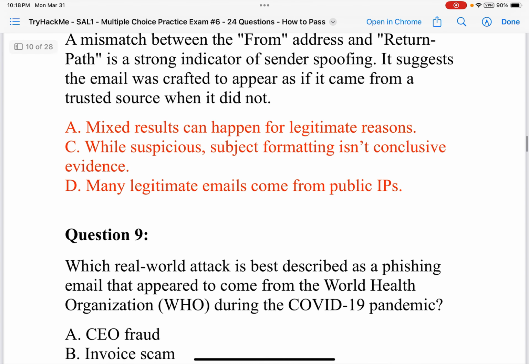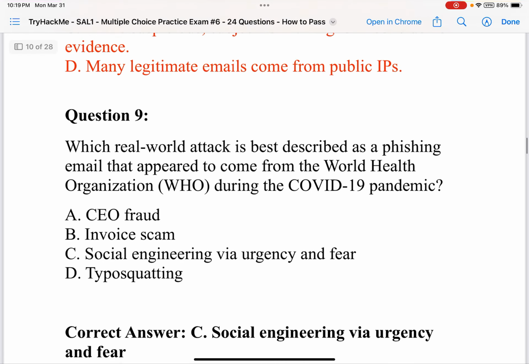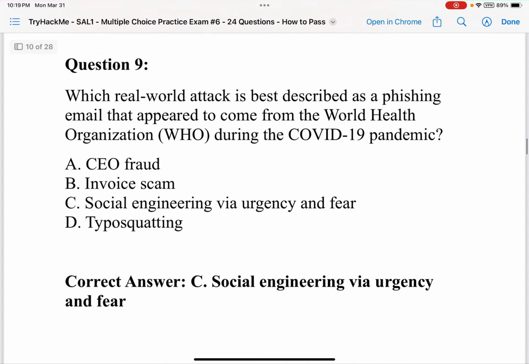Question number 9. Which real-world attack is best described as a phishing email that appeared to come from the World Health Organization, WHO, during the COVID-19 pandemic? A, CEO fraud. B, invoice scam. C, social engineering via urgency and fear. Or D, typosquatting. Correct answer, C, social engineering via urgency and fear.